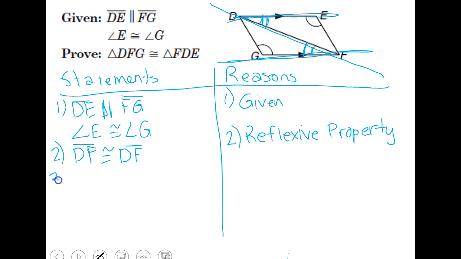The next thing we're going to do is say that angle EDF is congruent to angle GFD. And angle EDF is congruent to angle GFD because if you look in the picture here, those are alternate interior angles. And we know that if parallel lines are cut by a transversal, then alternate interior angles are congruent. Technically, we should write out that whole long sentence, but I'll let you get by with just this.